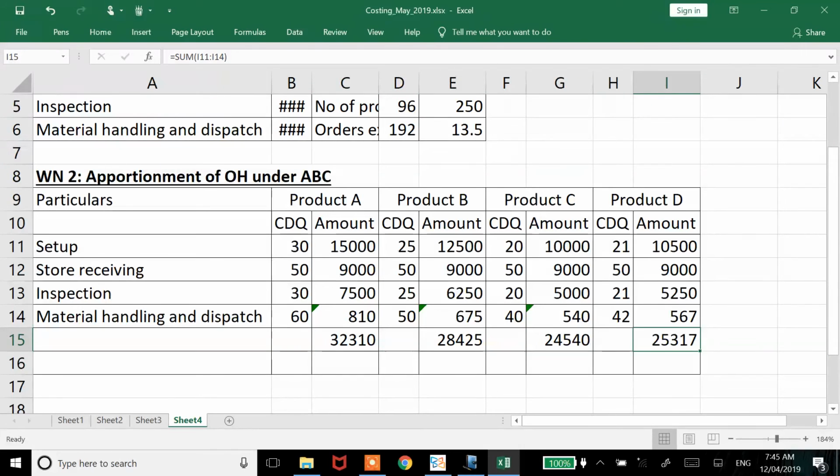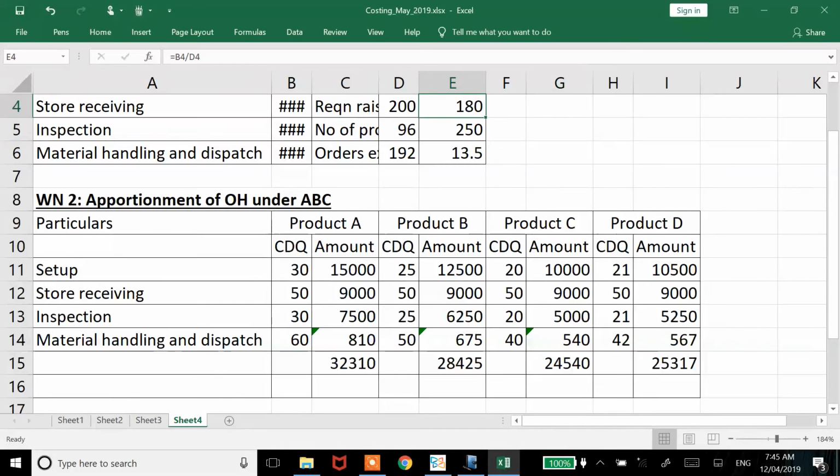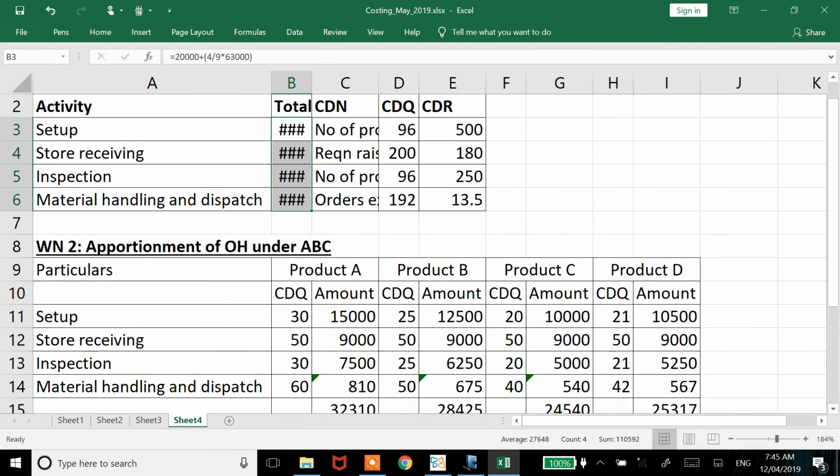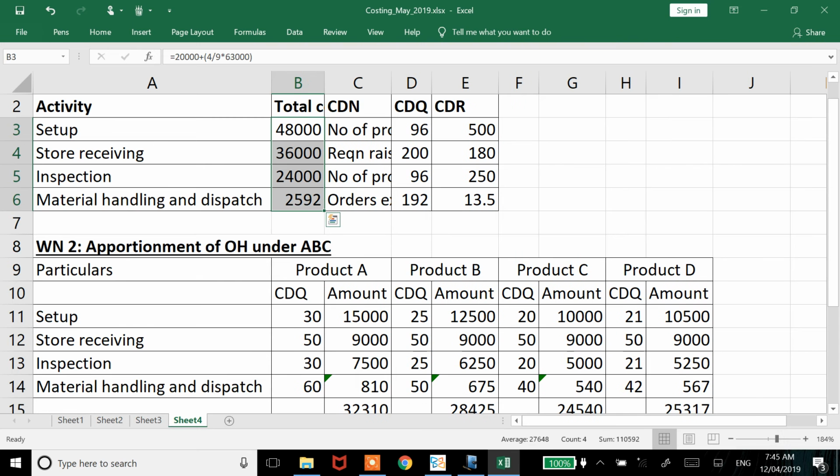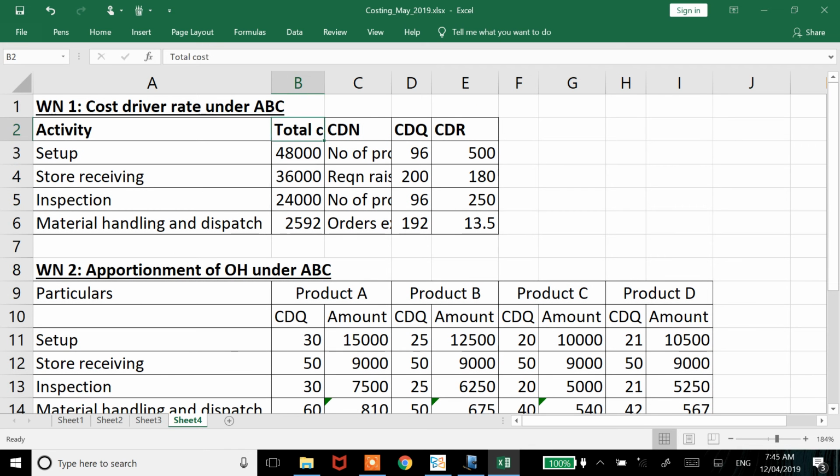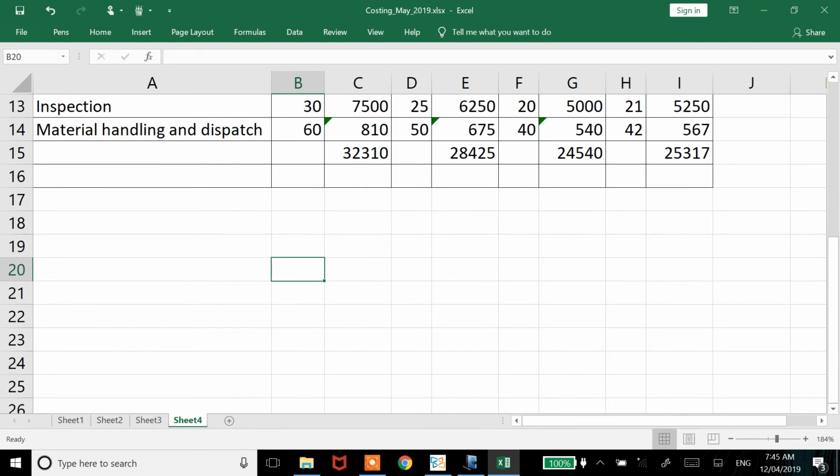This will be your cost figure. One check you can do once you have completed the cost calculation is the total of the 4, which is 110,592. When I put a total, I get 110,592. It will match with this total. The total of these 4 overheads, whatever is the total cost as per working note 1, that total and the cost of 4 products will match.